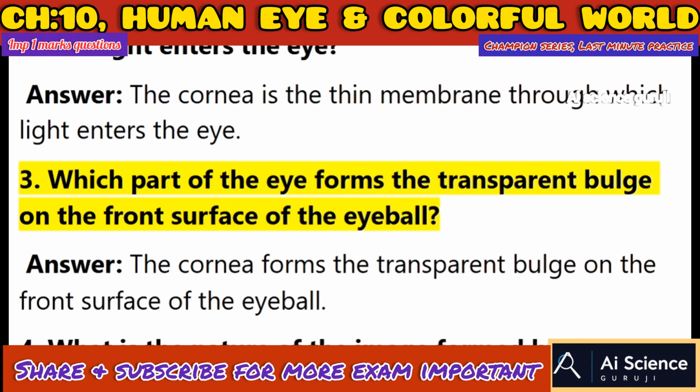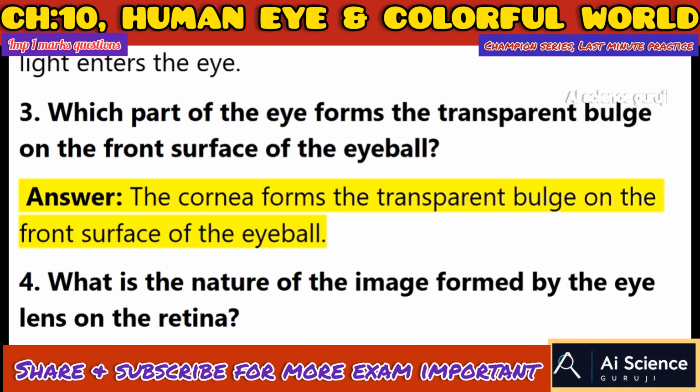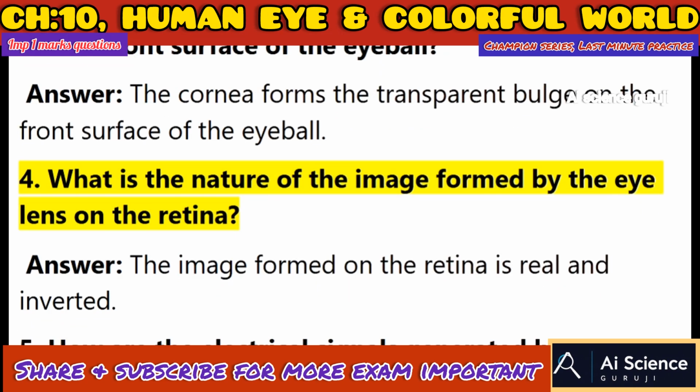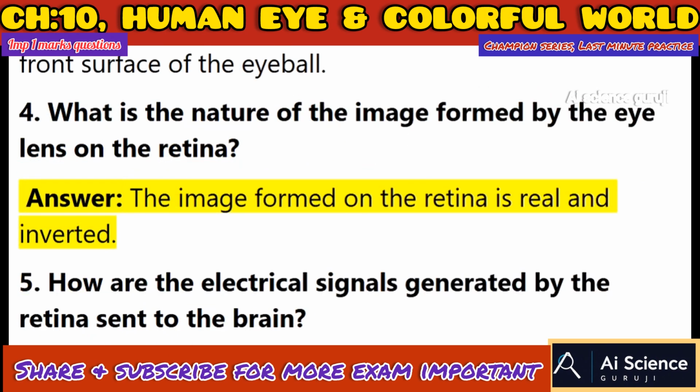3. Which part of the eye forms the transparent bulge on the front surface of the eyeball? Answer: the cornea forms the transparent bulge on the front surface of the eyeball. 4. What is the nature of the image formed by the eye lens on the retina? Answer: the image formed on the retina is real and inverted.